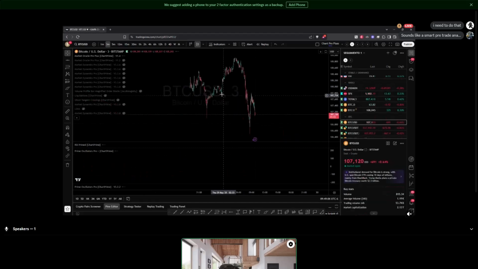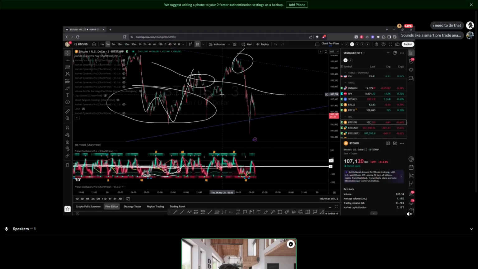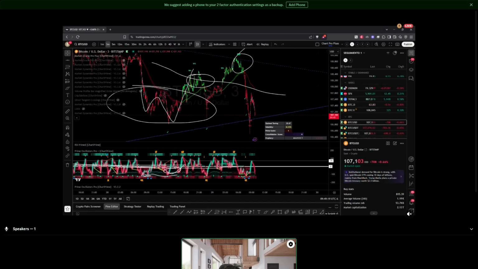Sounds like a smart per trade analysis. It's surprising how often the levels get respected. Oh, I see. Oh, yeah, it looks very amazing. I also want to take a look into it.